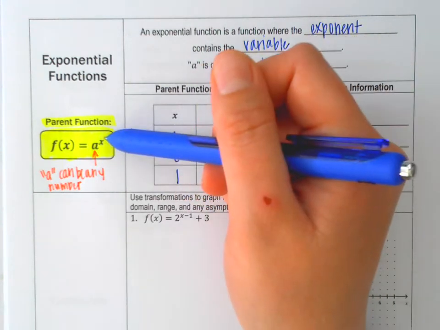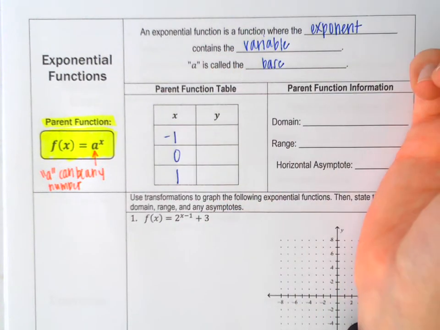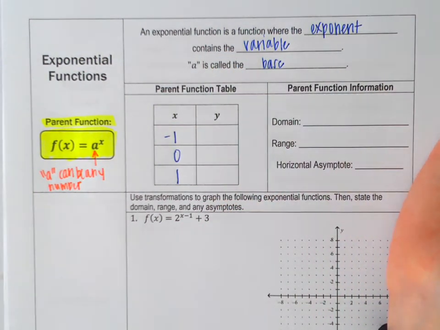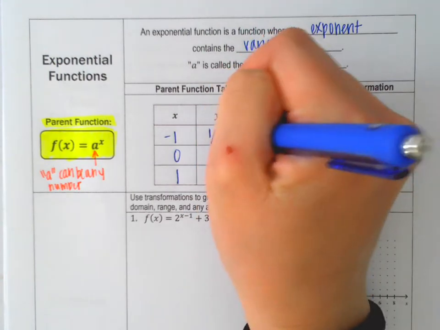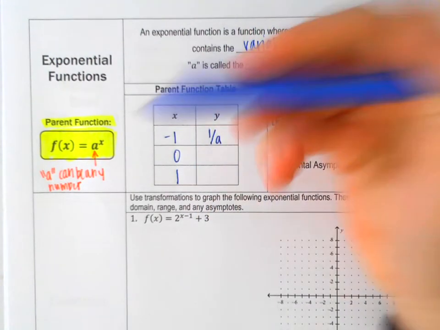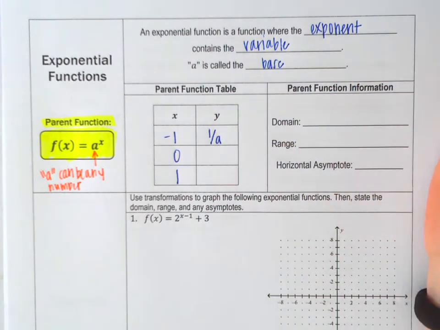So A to the -1 power. If I plug in a negative exponent, anytime there's a negative exponent, what does that do to that number? Where do we move it to make it positive? If you said to the denominator, you would be correct. So this turns into 1 over A. If the base was 2, 2 to the -1 power is going to be 1 over 2.